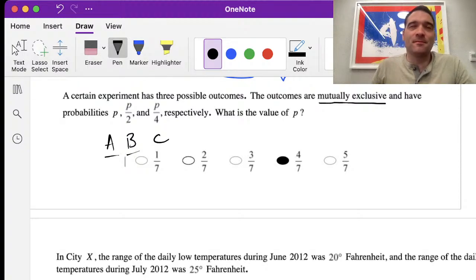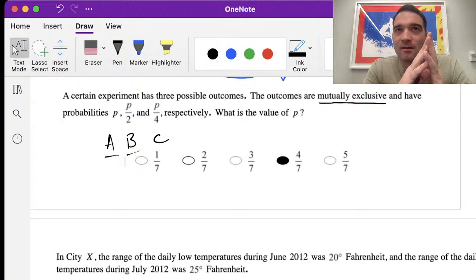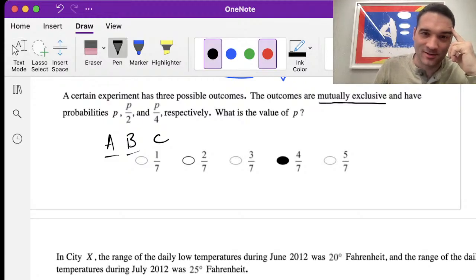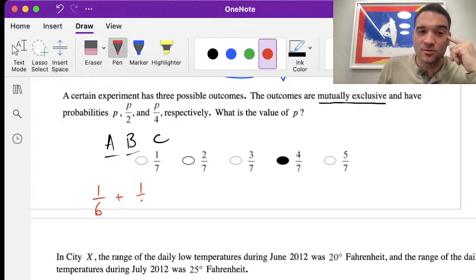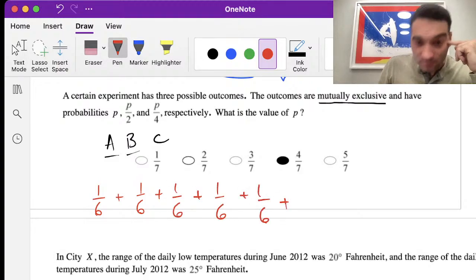But let's go. I'm using a die as our guiding example for this. The probability of rolling a 1 on a fair 6-sided die is 1 out of 6. The probability of rolling a 2 is 1 out of 6. 3, 1 out of 6. 4, 1 out of 6. 5, 1 out of 6. And 6, 1 out of 6.